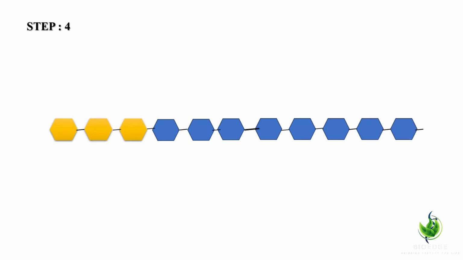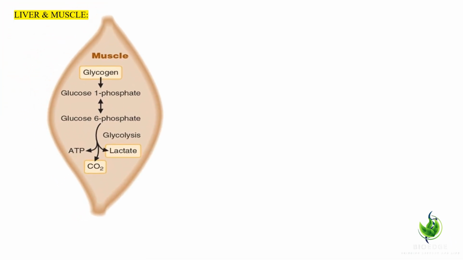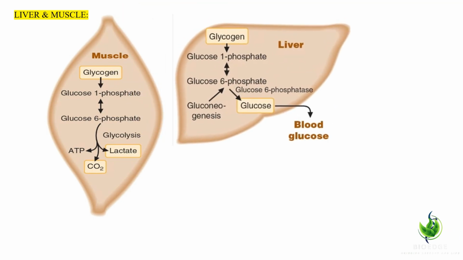In step 4, the glycogen phosphorylase further acts. Then glucose 1-phosphate units are released sequentially. The free glucose is released to the bloodstream. In muscle, it lacks glucose 6-phosphatase. It is important to remember that muscle will not release glucose to the bloodstream because muscle tissue does not contain glucose 6-phosphatase. Instead, in muscle, glucose 6-phosphate undergoes glycolysis to produce ATP for muscle contraction.